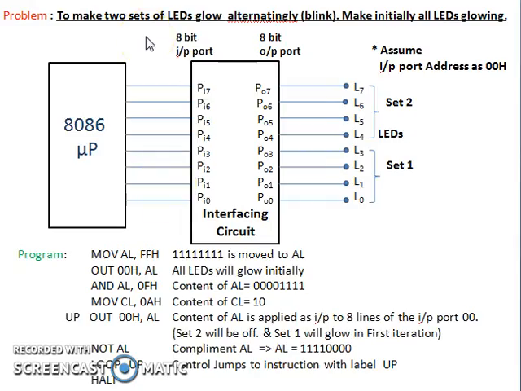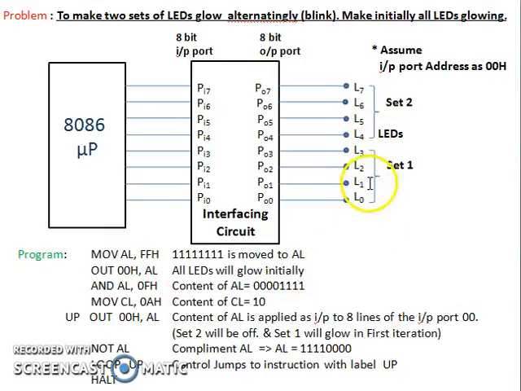Now we shall take up the next problem in which these 8 LEDs are divided into 2 sets. Set 1 consists of L0 to L3, the least significant 4 LEDs, and set 2 consists of L4 to L7, the most significant LEDs. Now we have to make these two sets blink alternatingly, and the condition is that initially all the LEDs are glowing. So to make all the LEDs glow, their corresponding inputs must be high. So you have to move FFH into AL and OUT this content of AL to the port 00H. So all the LEDs will be glowing initially.